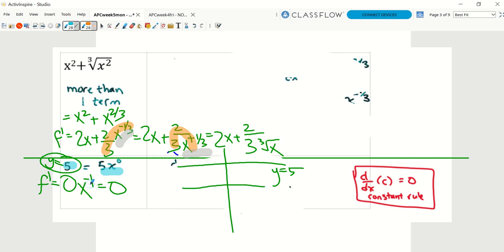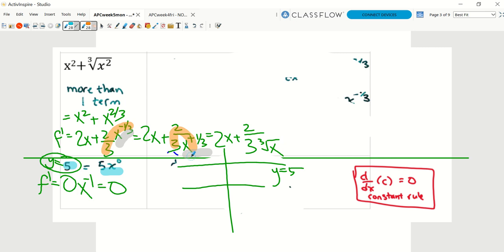0 minus 1 is negative 1. 0 times anything is 0. So f prime is a clean 0 here. Why is that the case? Because y equals 5 is a horizontal line, and look, the slope of this horizontal line is just a clean 0.